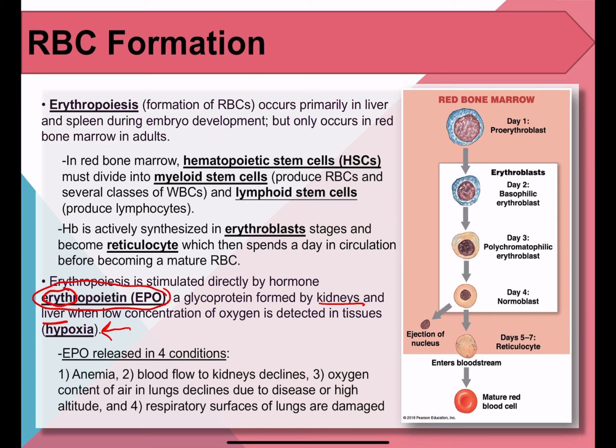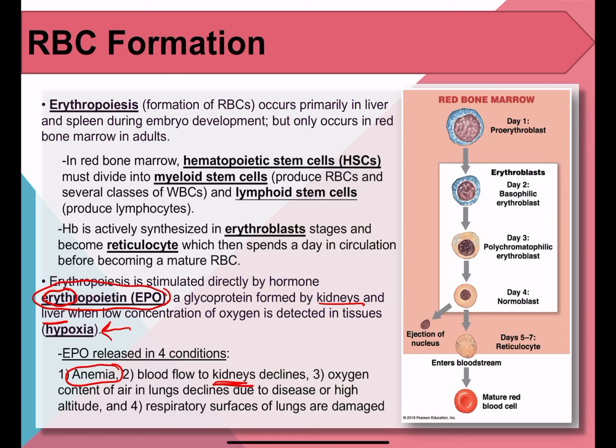So these are the 4 conditions. First, whenever you have anemia, which we already talked about, the reason being a lack of oxygen. Second, if blood flow specifically to the kidney declines, okay? This is something we'll talk about when we get to the urinary system. It has to do with the arterioles leading to the glomerulus around the kidneys, or even if the renal artery itself is blocked or something.